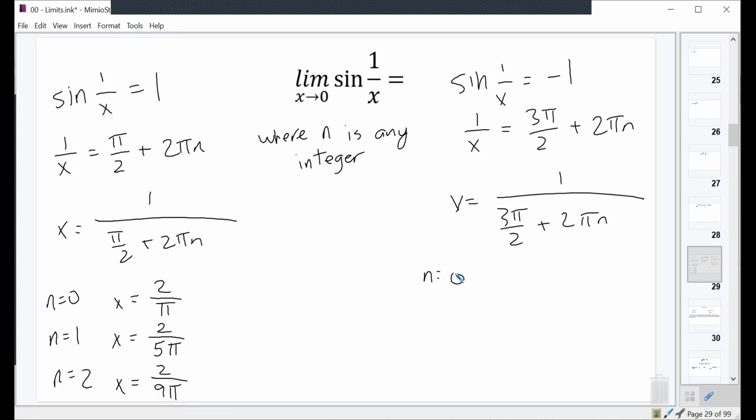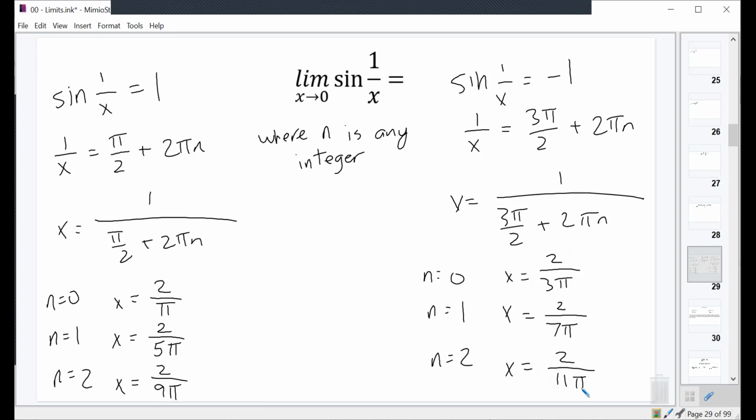And if we do the same over here with n is 0, we're just going to end up with 1 over 3 pi over 2, which is just 2 over 3 pi. And if we do n equals 1, it's going to be similar to the pattern we had on the other side. We're just going to get x is 2 over 7 pi. You can do the arithmetic on that if you want. And 2 over 11 pi. And so on. The next one will be 2 over 15 pi and 2 over 19 pi and so on.